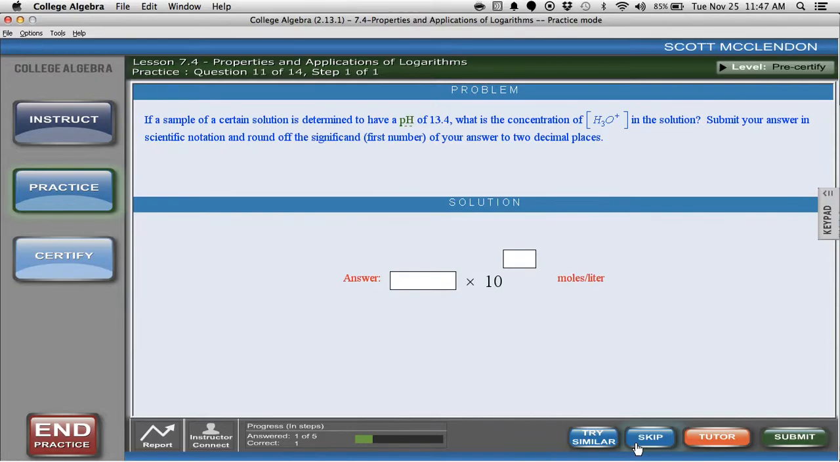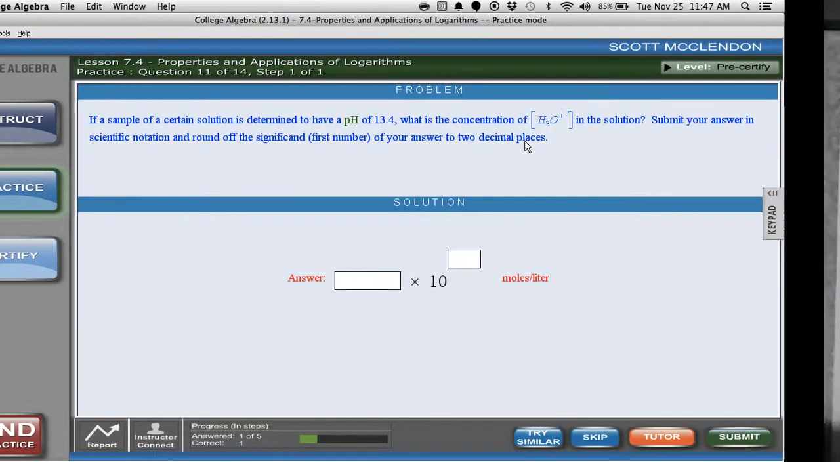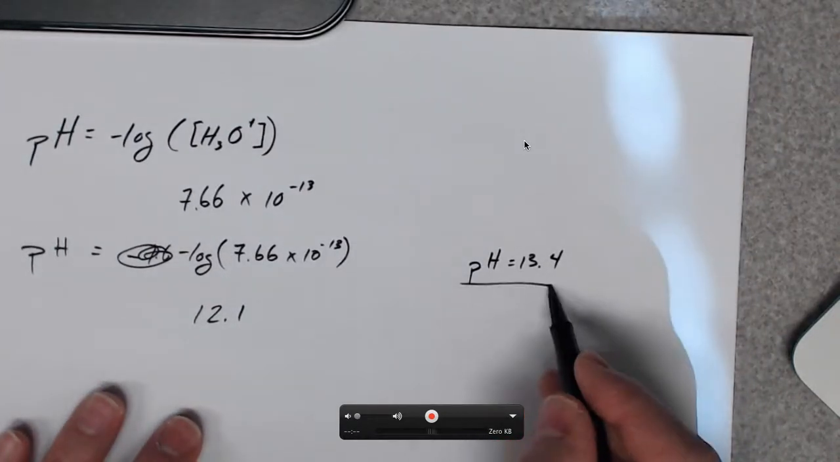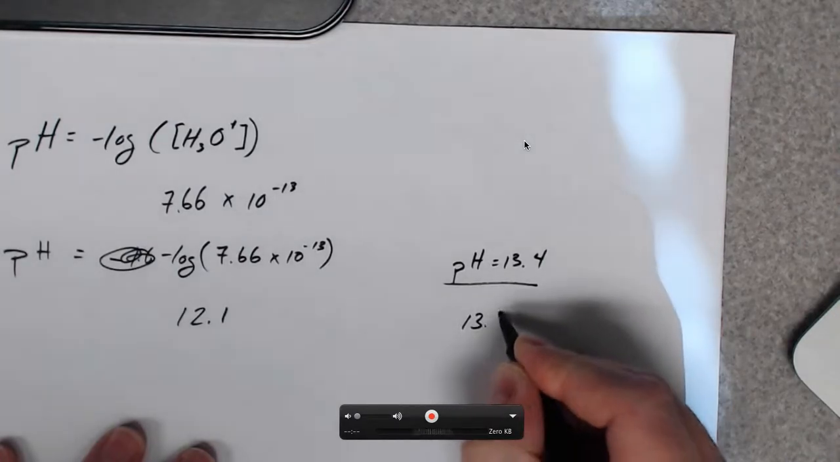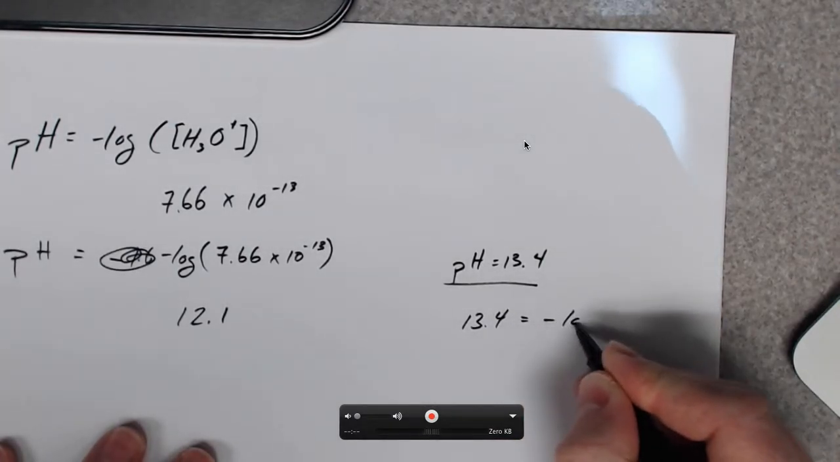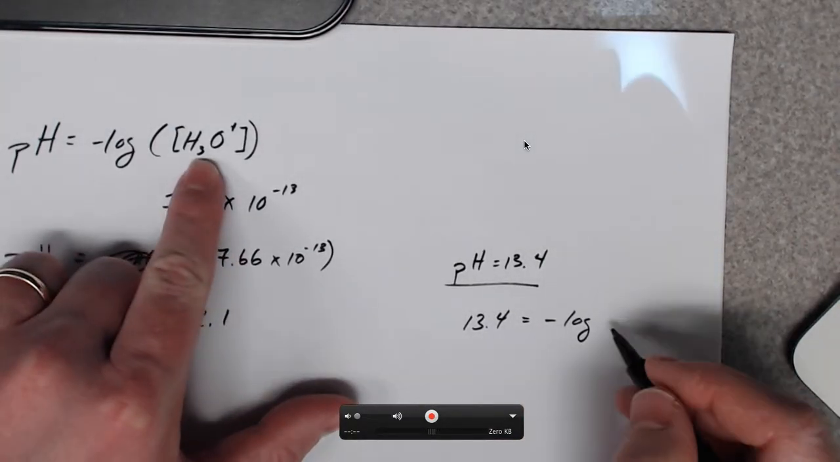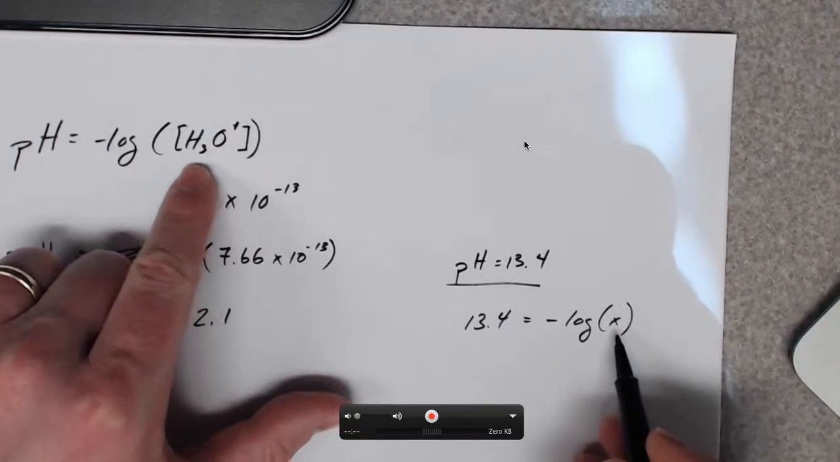Okay, here's another one. And this time it tells you the pH. pH is 13.4. You have to find the concentration of hydronium. So we want our answer in scientific notation. We're going to round the significand, that's the first number in scientific notation, to 2 decimal places. So they give you the pH. You have to find this number inside here. So the pH is 13.4 equals negative log. I'm not going to write this big thing. I'm just going to write an X there because that's what we're trying to find anyways.